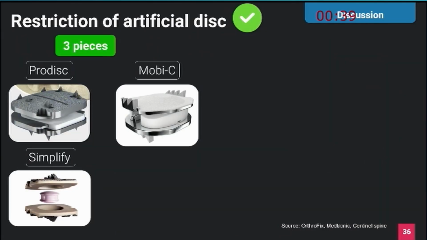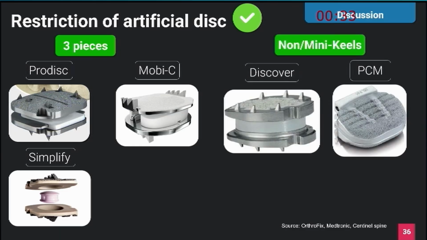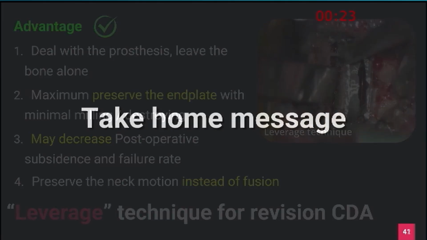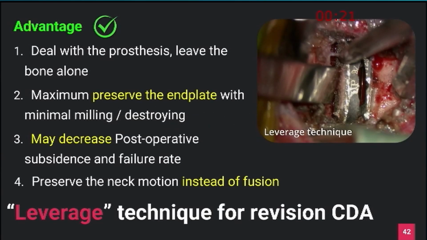So if the previous artificial disc has 3 pieces, such as ProDisc, Mobi-C disc, and there's no keel or a mini keel, such as Discover disc and PCM, then you can do revision CDA with the leverage technique. So that's it. The leverage technique for revision CDA, we just deal with the prosthesis itself.